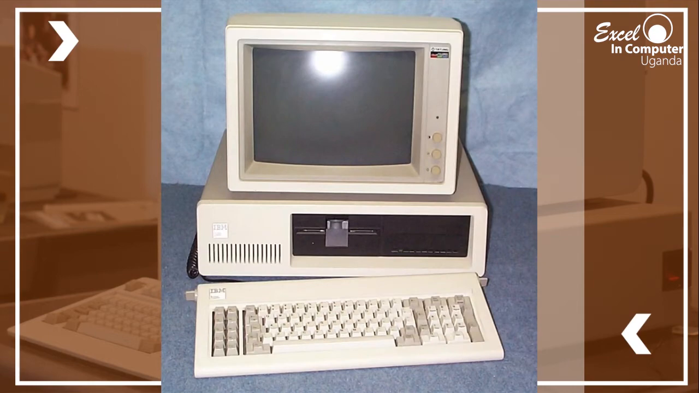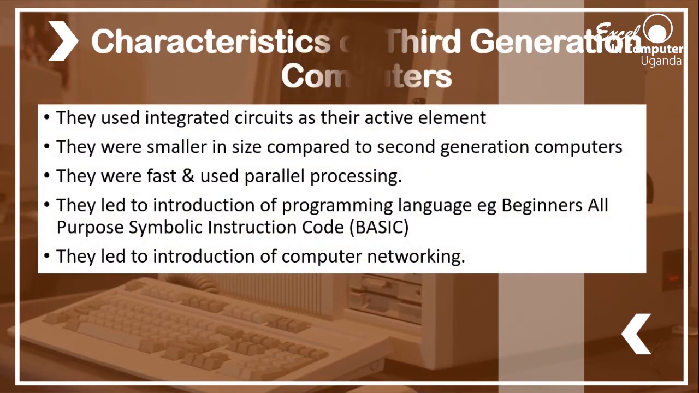This is how it looked like. We're going to look at the characteristics of third generation computers. They used integrated circuits as their active elements. So they used integrated circuits in their processing of data. They were smaller in size compared to the second generation computer. As you saw the second generation computer and the third generation computer, they were faster and used the parallel processing technology. They led to introduction of programming language like Beginners All-purpose Symbolic Instruction Code, that is BASIC. They led to introduction of computer networking.